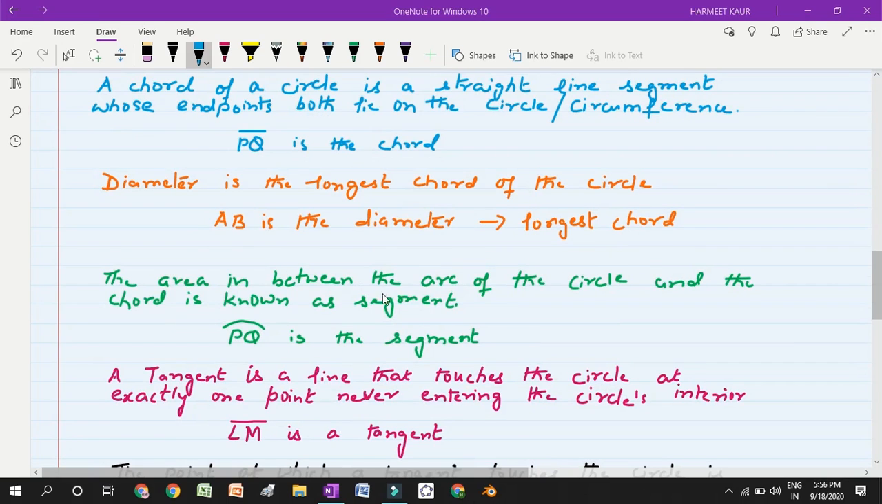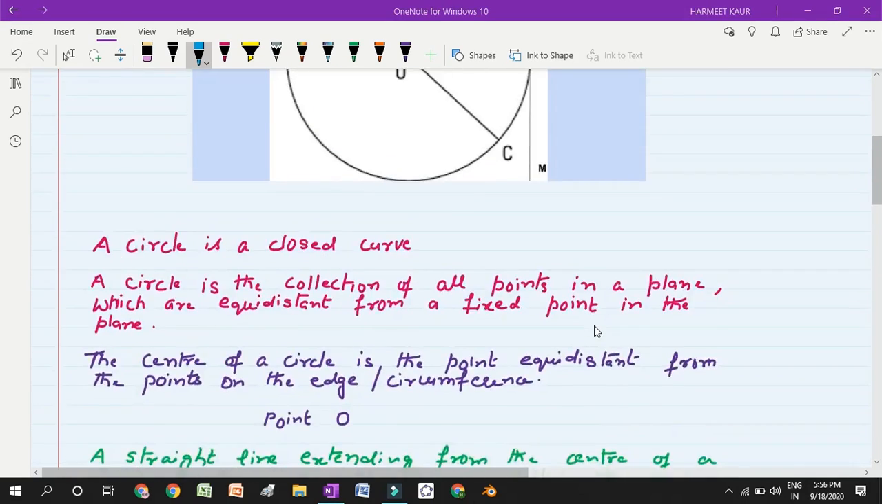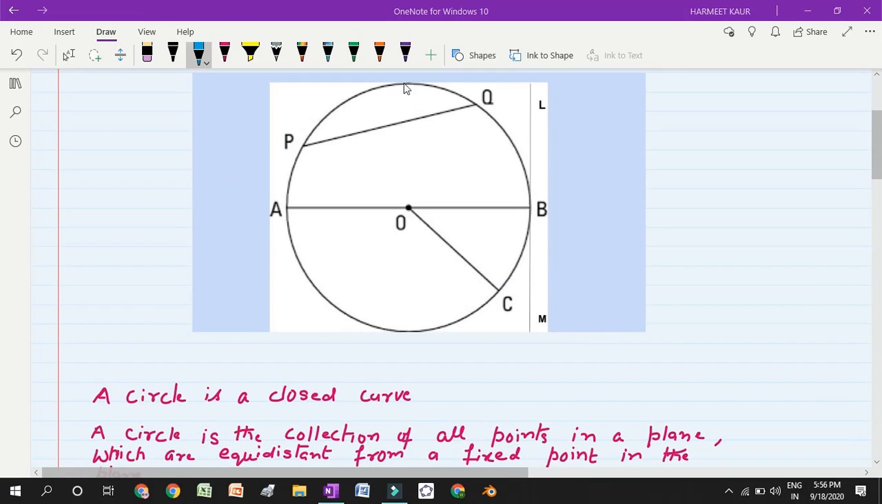Now the area in between the arc of the circle and the chord is known as a segment. You can see this space. Now this PQ is the chord and this curve, this arc, is the minor arc of the circle. The small portion of the whole circle is known as the minor arc, and the space in between the arc and the chord is known as the segment.